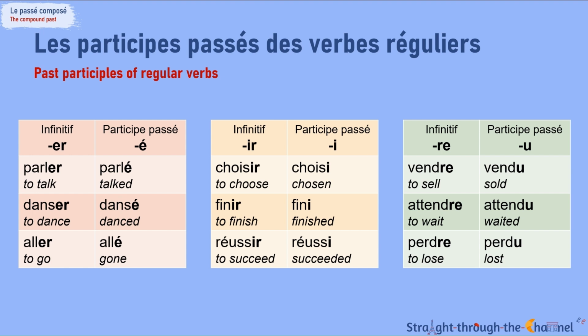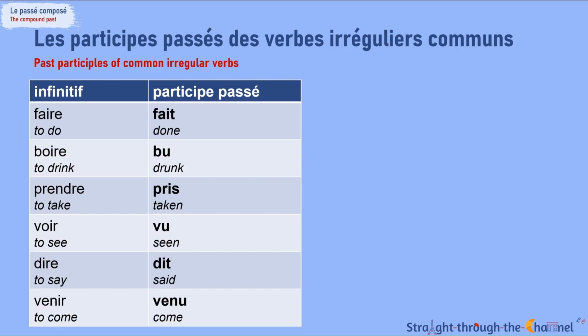However, as I am sure you know, French conjugation is all about the irregular verbs. Here are some of the most common conversational ones. Fait, done, bu, drunk, pris, taken, vu, seen, dit, said, venu, come. There is a more extensive list on a cheat sheet, which you can find on my website. I'll pop the link in the description down below.